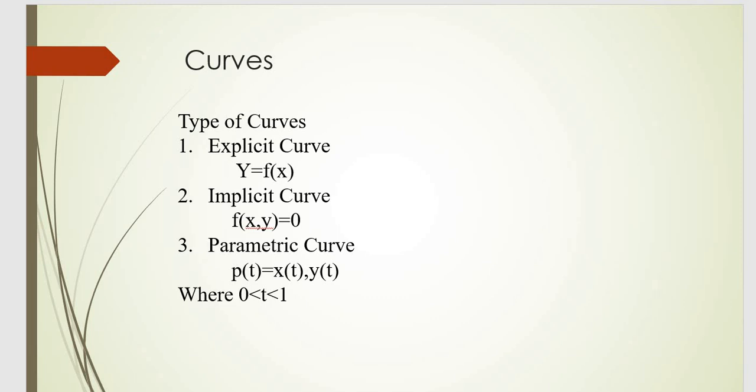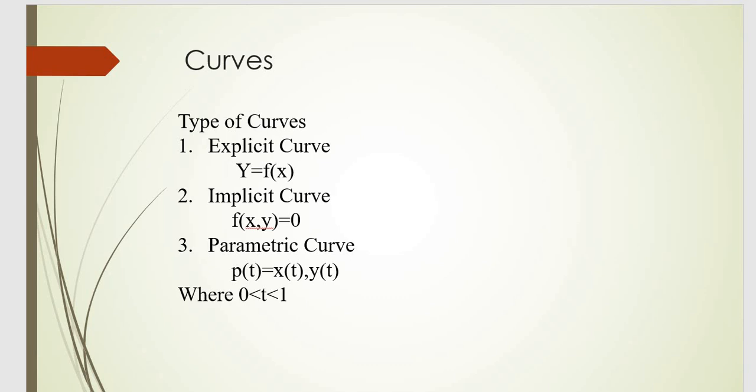Now, as far as our syllabus is concerned, this parametric curve plays an important role because we are going to learn the two basic types of curves, that is B-spline curve and the Bezier curve, which are based on this parametric curve. So what is this parametric curve? A parametric curve represents the function by x(t), y(t). In case it is 3D, then z(t) will be there. So what is this t? t ranges from 0 to 1.